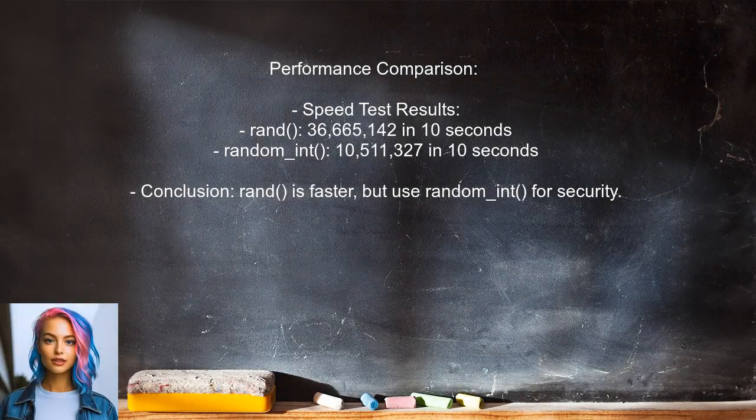In terms of performance, rand is significantly faster than random_int. The user provides a command to test the speed, showing that rand can generate over 36 million numbers in 10 seconds, while random_int generates just over 10 million.